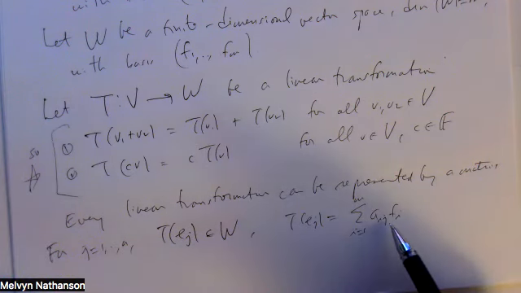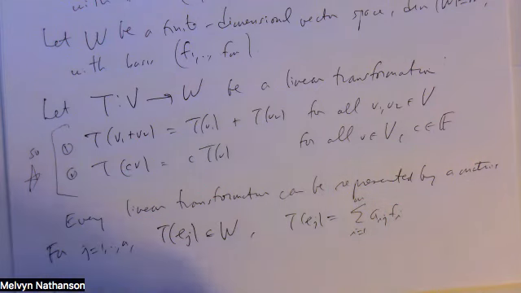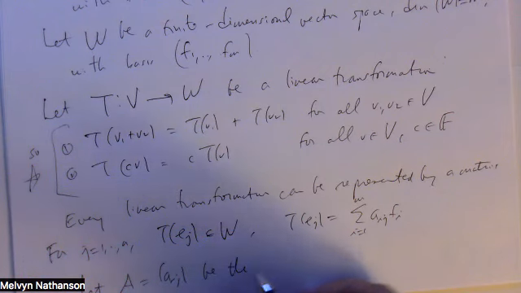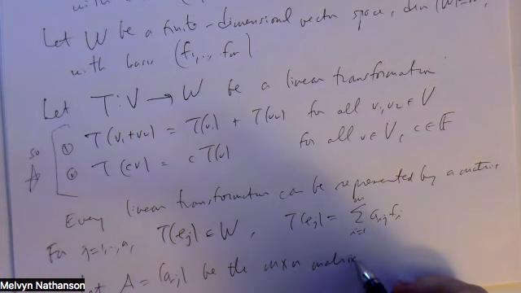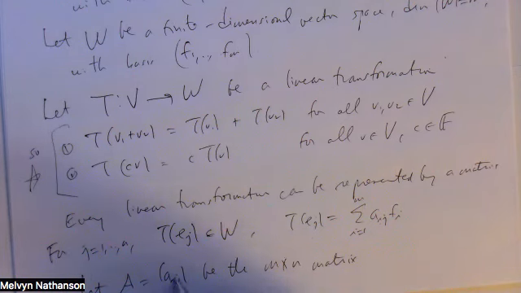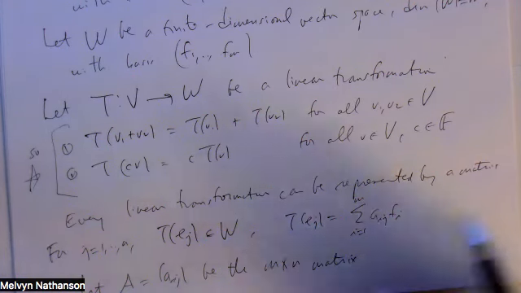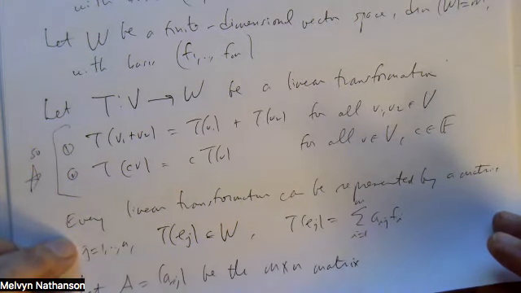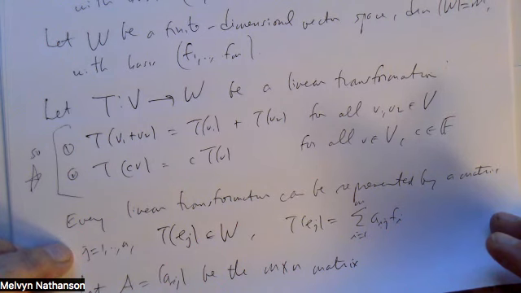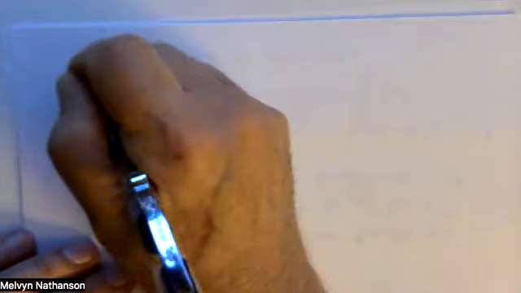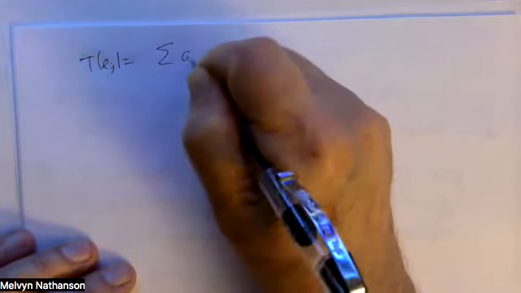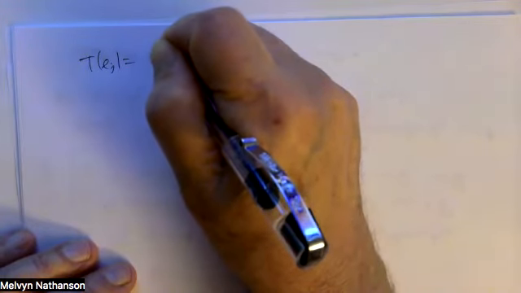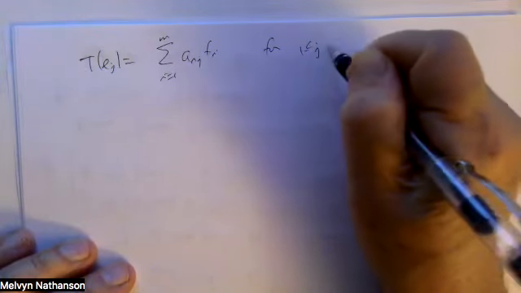And so as j goes from 1 to n and i goes from 1 to m, we have these numbers, these scalars. And let a sub ij be the m by n matrix. So i goes from 1 to m, j goes from 1 to n, that defines a matrix A. And what is the connection between the matrix A and the linear transformation T? So again, T of e sub j is summation a sub ij f sub i, i goes from 1 up to m, for all j between 1 and n.